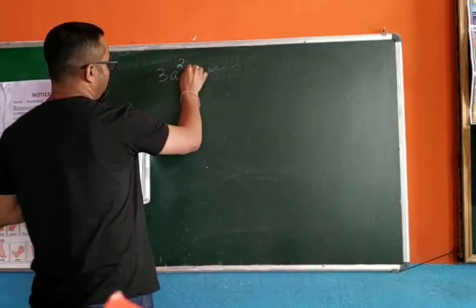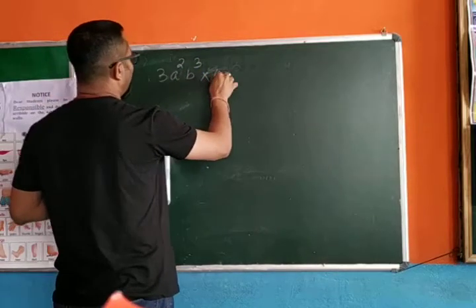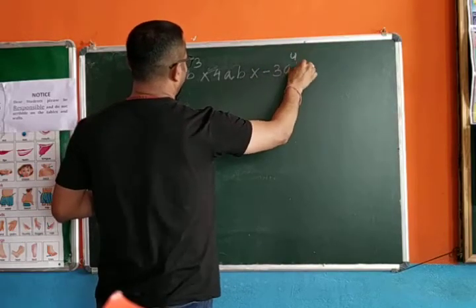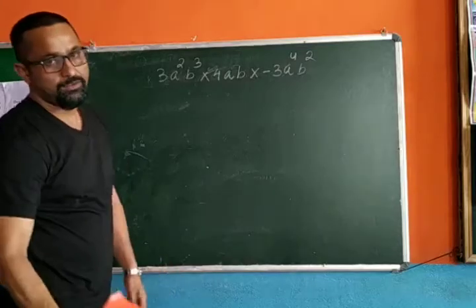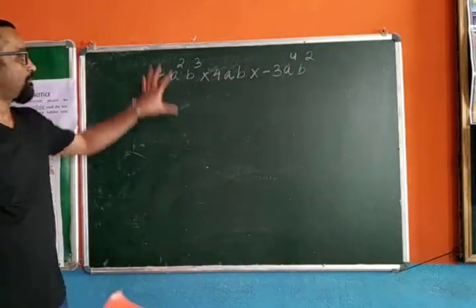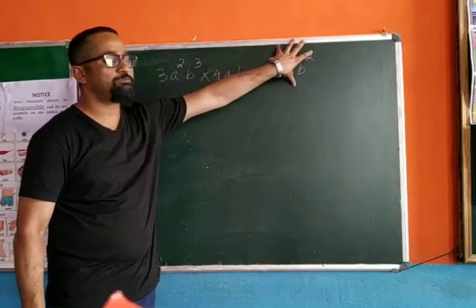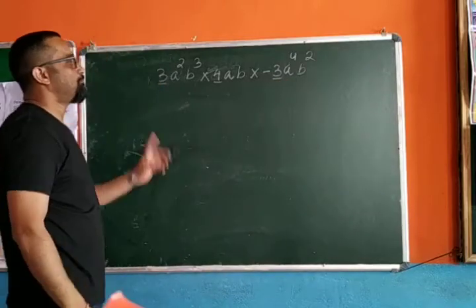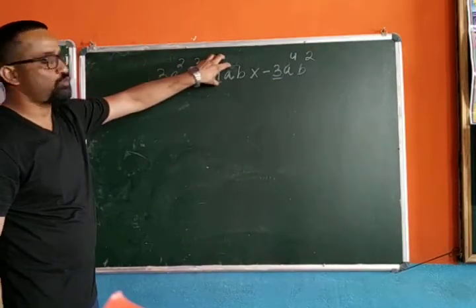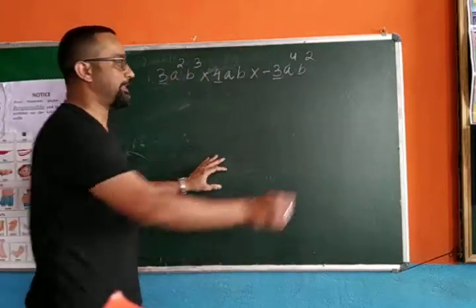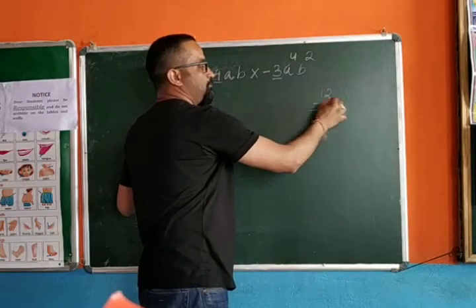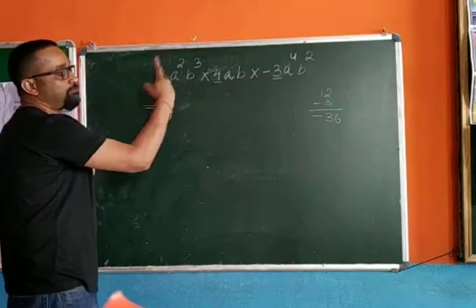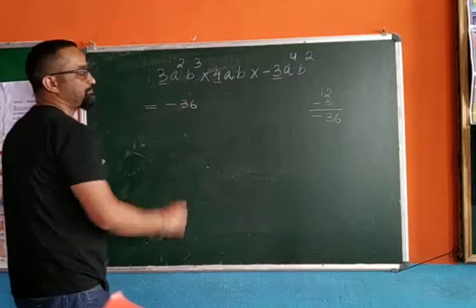3a to the power of 2, b to the power of 3, 4ab minus 3a4 b2. Look at this one. First term, second term, third term. Coefficients, numerals, multiplied. 4 into 3 is 12. 12 into minus 3. Plus into minus is minus 36. So you write down the multiplication of numerals, minus 36.